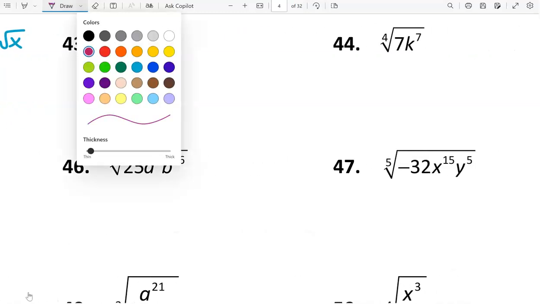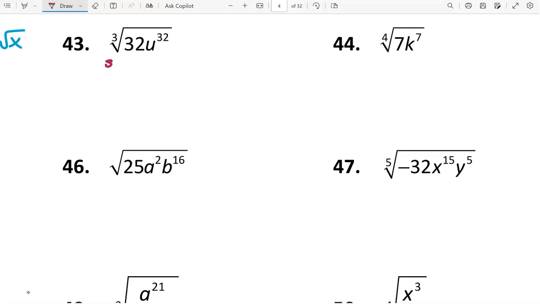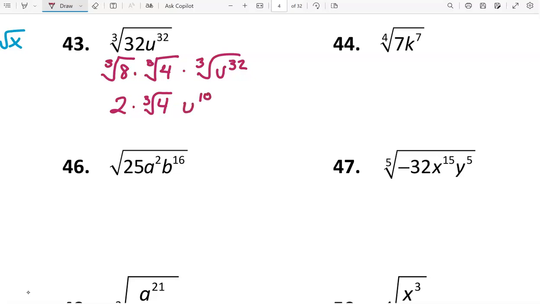In 43, this is the cube root of 32, which we can simplify by factoring out that perfect cube factor. That's the 3rd root of 8 times the 3rd root of 4 times the 3rd root of u to the 32nd power. 3rd root of 8 is 2, and then we have this other 3rd root that doesn't simplify, and then the 3rd root of u to the 32nd. Well, 3 goes into 32 10 times, so we have a u to the 10th, with 2 leftovers, so that gives us a 3rd root of u squared as a radical factor.